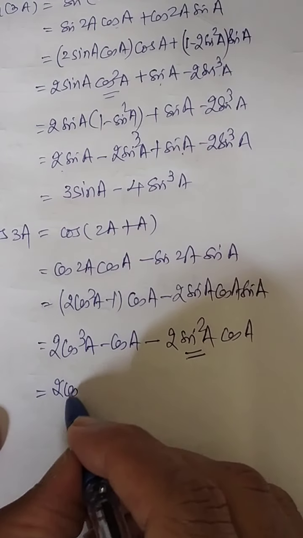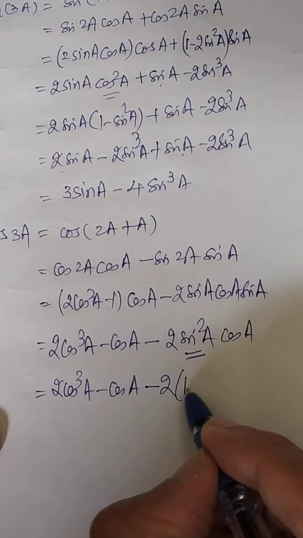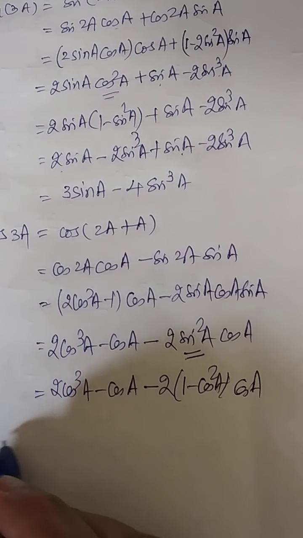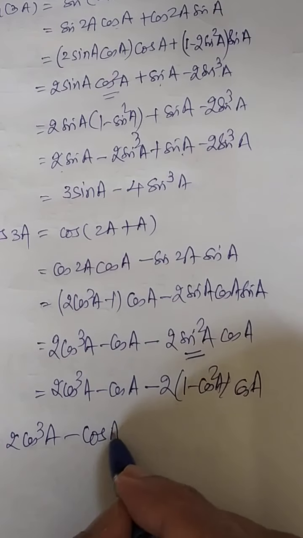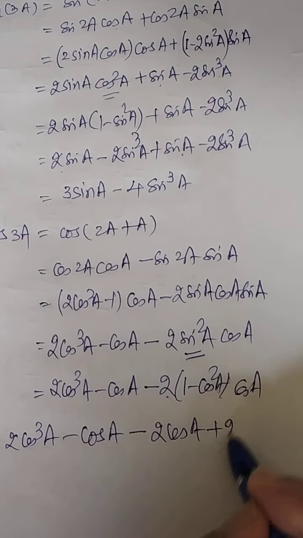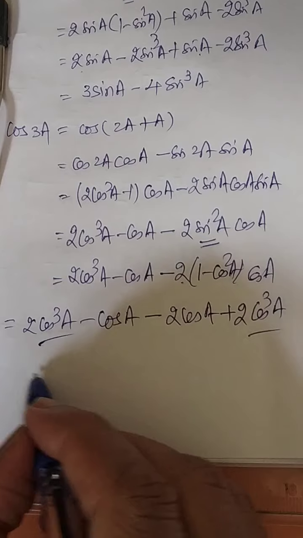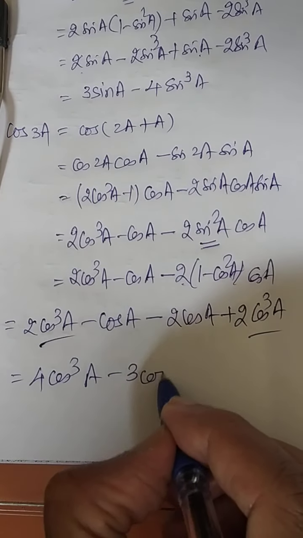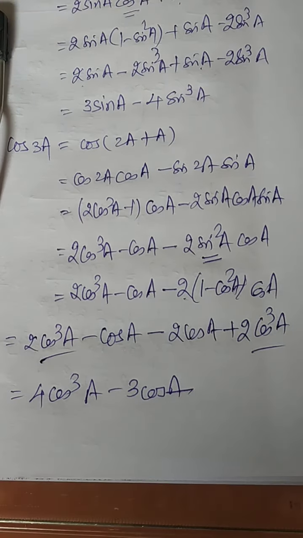2 cos cube a minus cos of a minus 2 times (1 minus cos square a) into cos a. Further simplify, it will be 2 cos cube a minus cos a minus 2 cos a plus 2 cos cube a. Now simplify this and this. It will be 4 cos cube a minus 3 cos of a. We have got two formulas, sin 3a and cos 3a.